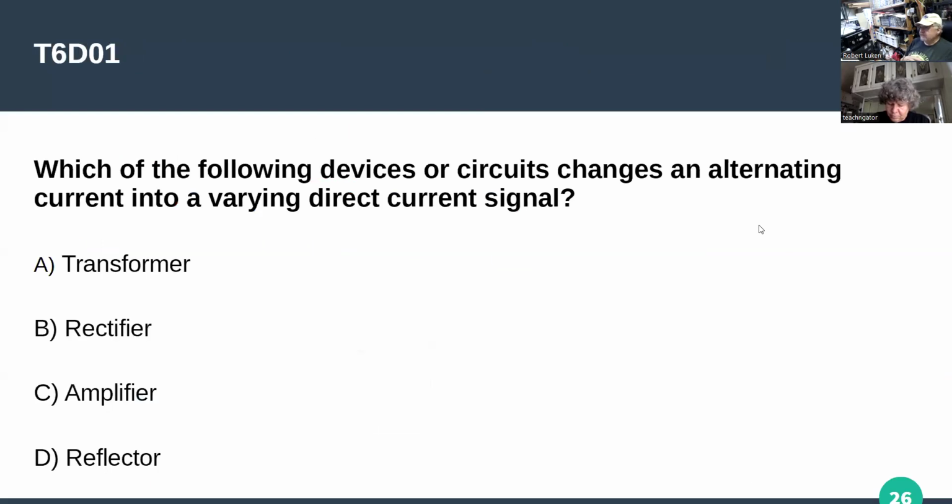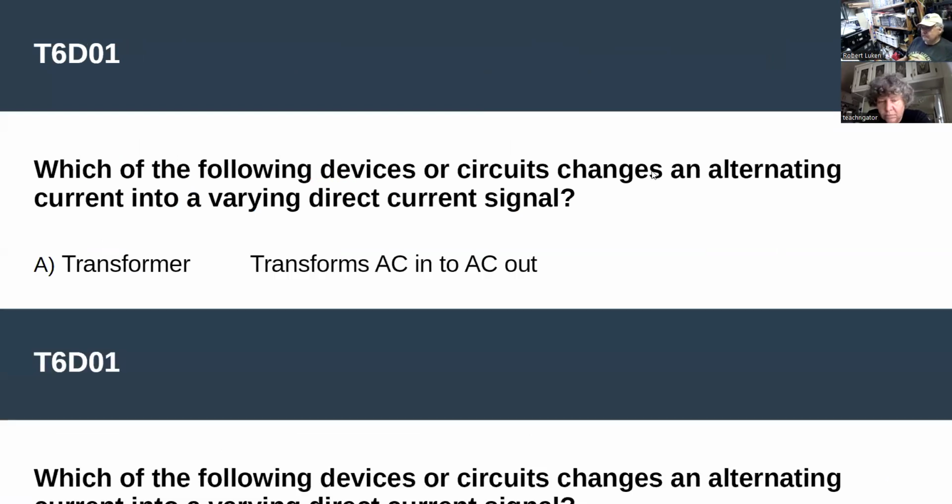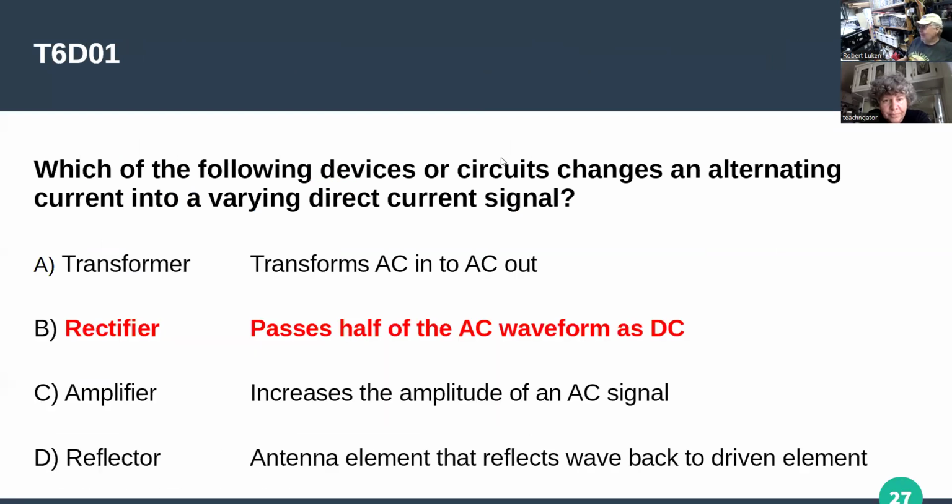So which of the following devices or circuits changes an alternating current into a varying direct current signal? Bravo, rectifier. All right. It's still a diode, but it's being used as a rectifier.